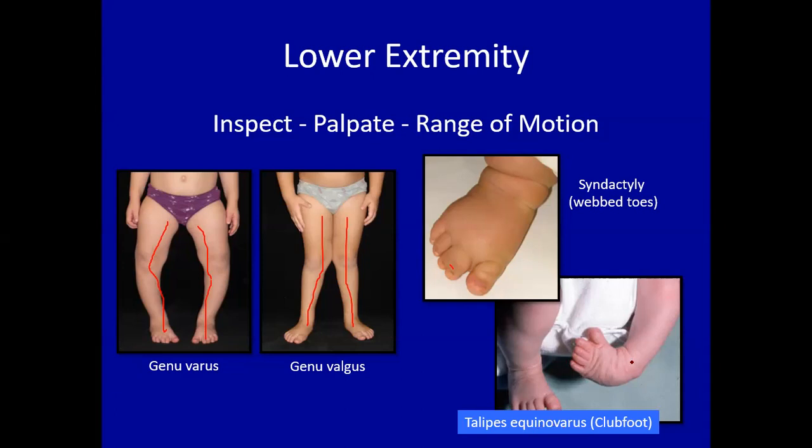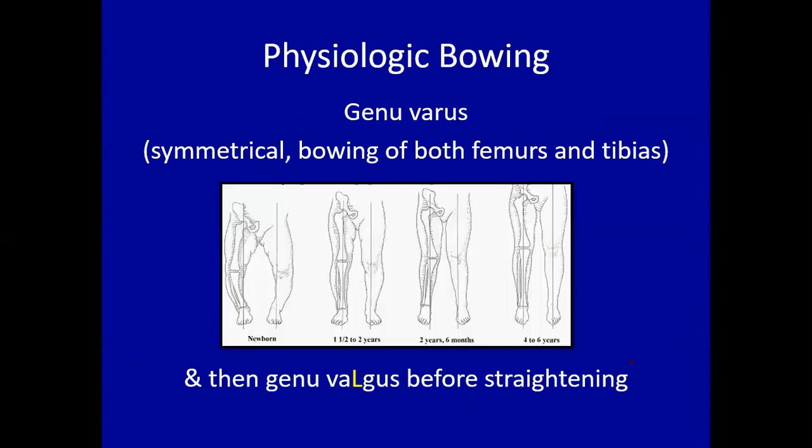Equinovarus. Wow, that's why they call it clubfoot. So we'll talk about that a little bit. This is that physiologic bowing. There's actually a normal amount. So as a newborn, they're riding the horse. Then at 2, they're normal. At 2 to 6, they're pretty normal too. And then from 4 to 6, they're basically straight up and down.